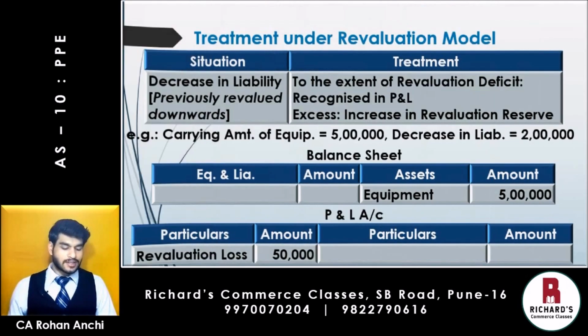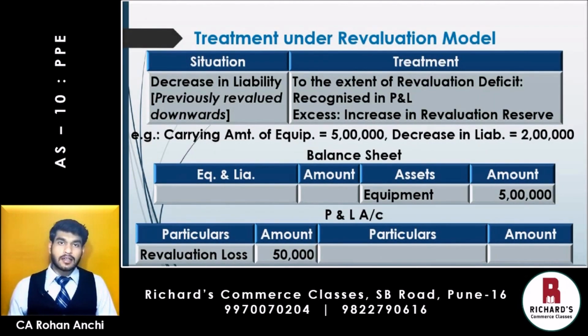Then the next situation is a decrease in liability of an asset which was previously revalued downwards. In that case, the treatment is that, to the extent of the revaluation deficit, it is recognized in profit and loss account, and the excess is an increase in revaluation reserve. So, for example, the carrying amount of the equipment is currently 5 lakh rupees, which is shown in the balance sheet, and there is a decrease in liability of 2 lakh rupees.